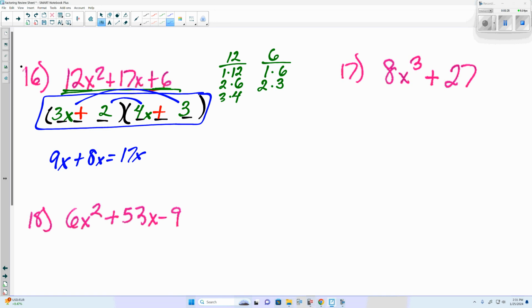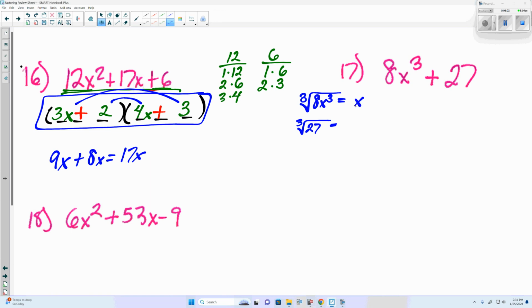8x cubed plus 27. Is there a greatest common factor between these two terms? No, because factors of 8 are 2, 4, and 8. 27 is not divisible by 2. It's not divisible by 4 or 8. But our x cubed is telling us that there is a possibility that this is a sum of two cubes.